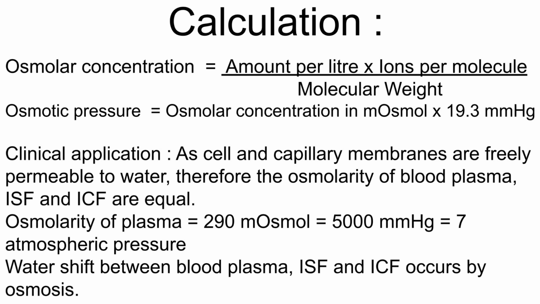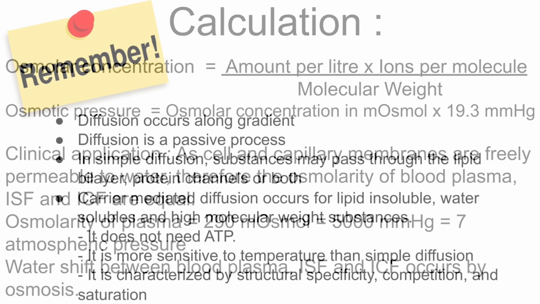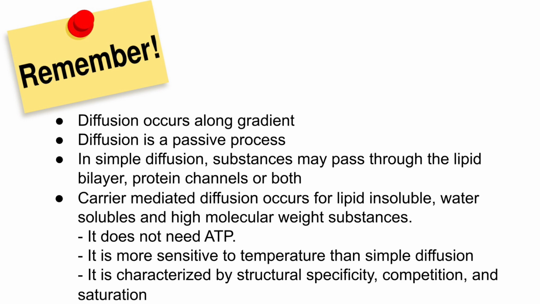Clinical application. As all cell membranes and capillary membranes are freely permeable to water, the osmolarity of all fluid compartments of the body are almost the same, which means the osmolarity of plasma equals the osmolarity of interstitial fluid between body cells, which equals the osmolarity of intracellular fluid, which equals 290 milliosmoles, which equals 5000 millimeter mercury, which equals 7 atmospheric pressure.